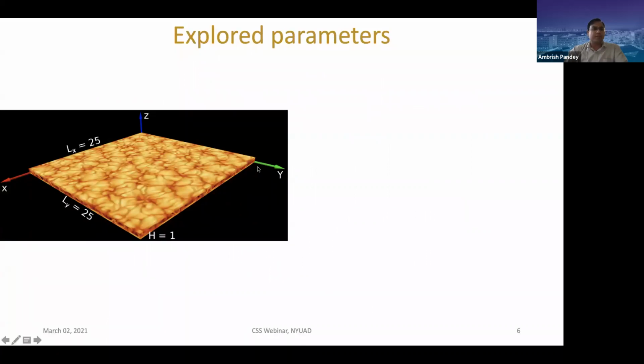So this is the domain which I'm interested in. Natural convection, like solar convection or convection in the atmosphere, all occur in horizontally extended domains. So we study convection in a horizontally extended domain whose horizontal dimension is 25 times the width of the convection layer. This allows the formation of a regular pattern, which we observe, for instance, in solar convection, the solar granulation pattern.